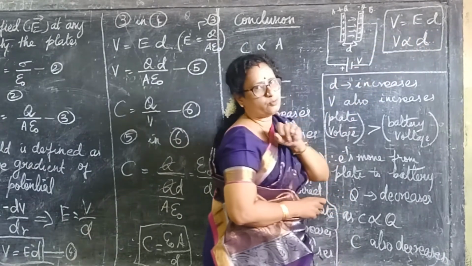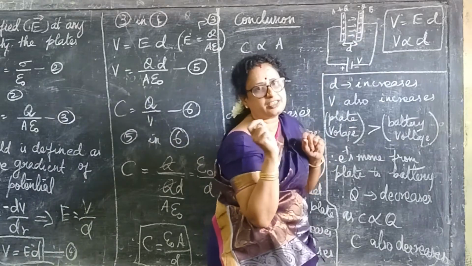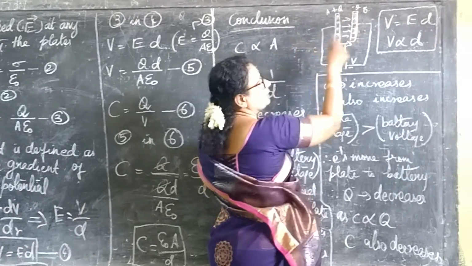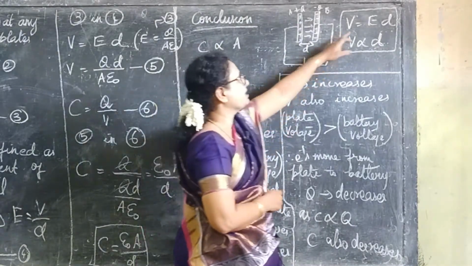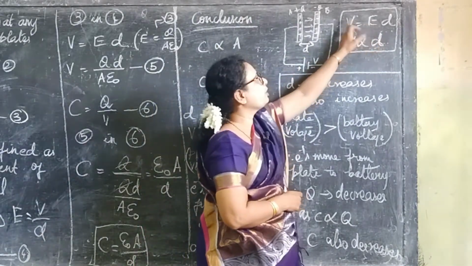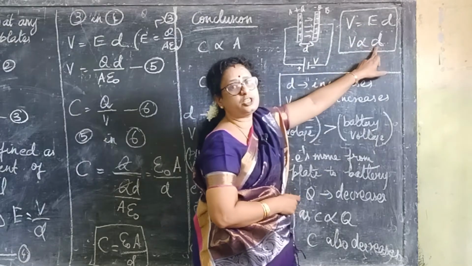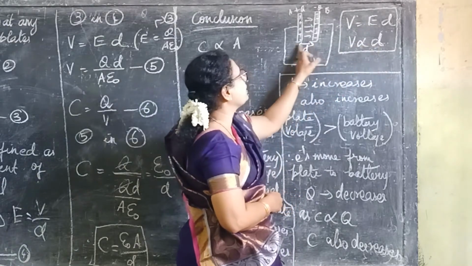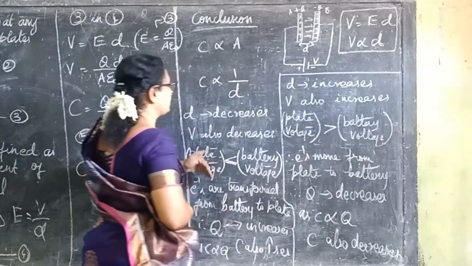E is a constant. What is E? The electric field between the plates. What will be the direction of the electric field? From positive to negative. So, this electric field will be uniform in between the plates. So, E is a constant. So, what do we understand from this equation? The potential V is directly proportional to D, which is the distance between the two plates. So, keeping this in mind, we will do this discussion.